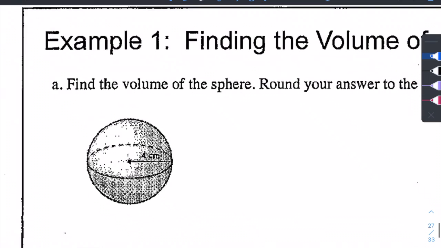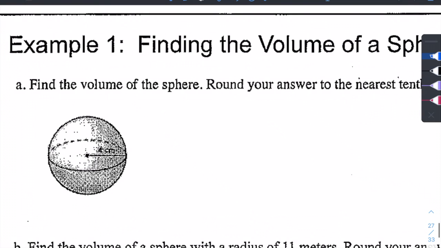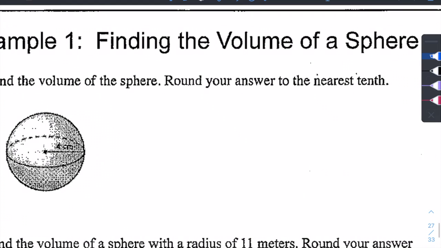Let's jump right into some example problems. So for the first one, it says find the volume of the sphere. Round your answer to the nearest tenth, remembering to be careful of that measurement. All right, so here we go. Volume equals 4/3 times pi times radius cubed.